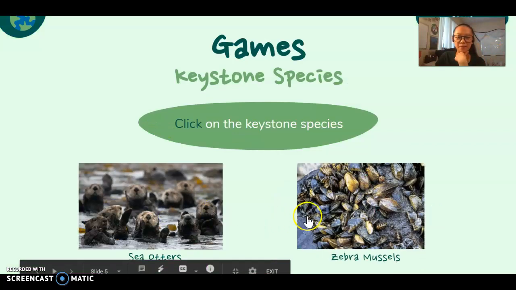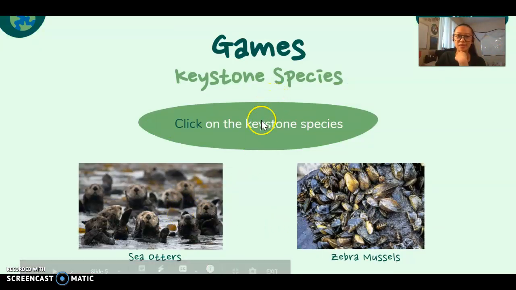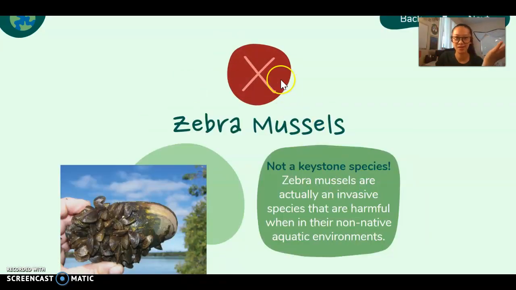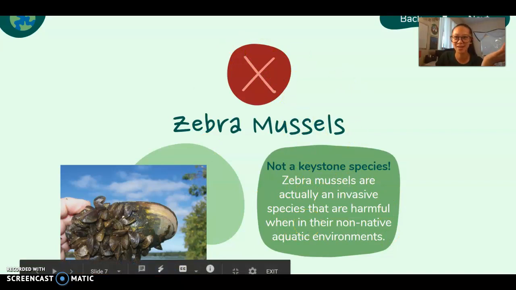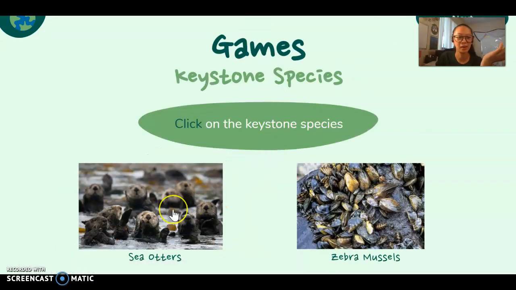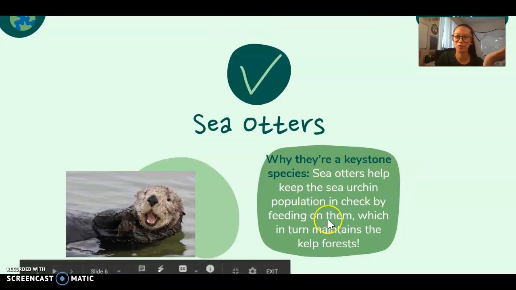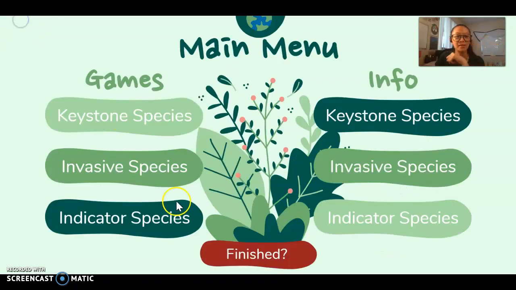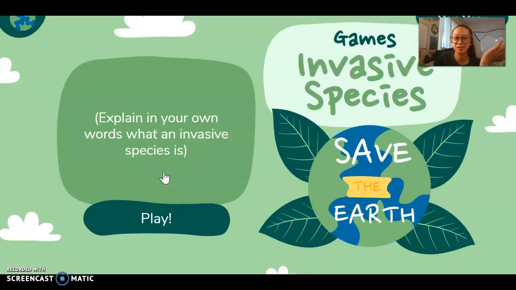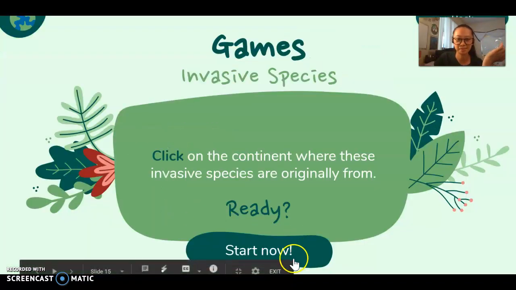You can click play, and then you might click on the keystone species. If you click on this, it'll take you to the wrong answer and explain why that is not the case. If you go back and click on the correct answer, which is sea otters, it'll explain why that's the case, right?